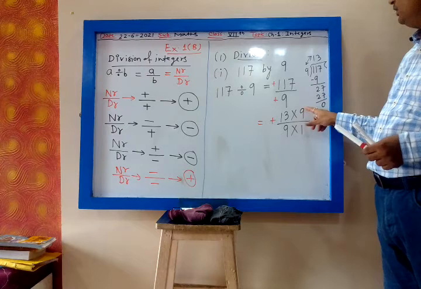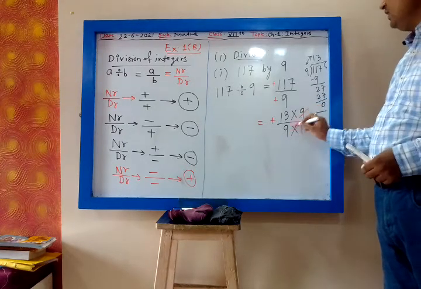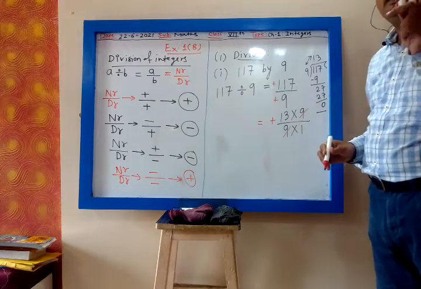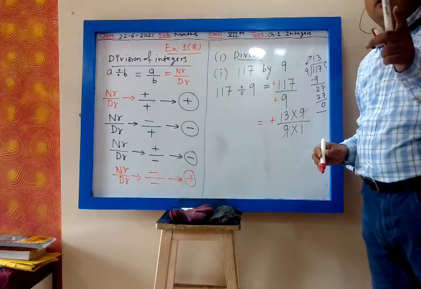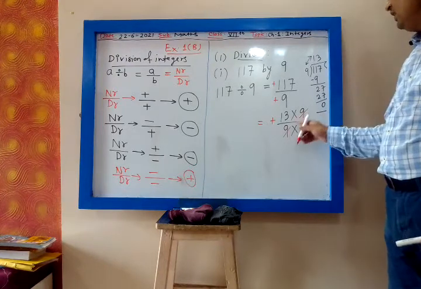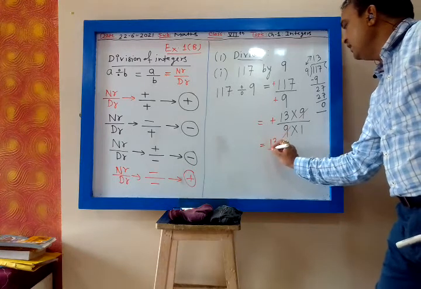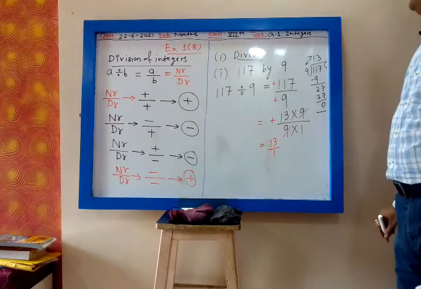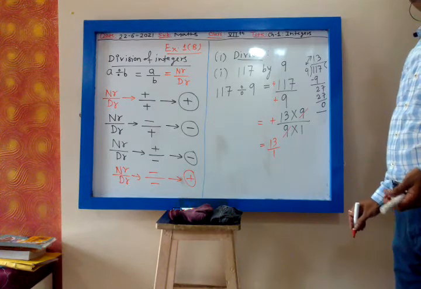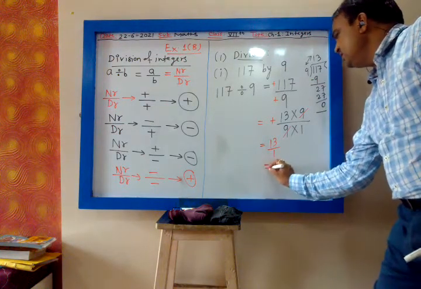What is the common term? In the numerator you have 9, in the denominator you have 9. You can cancel 9, 9. Only the common term of numerator with denominator can be cancelled. So 9, 9 I can cancel. What is left? Left is 13 upon 1. Whenever the denominator is 1, you can write the numerator as the number. So 13 upon 1 is same as 13.